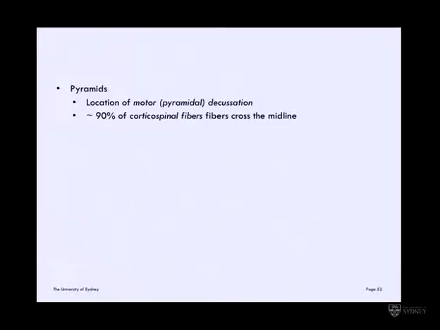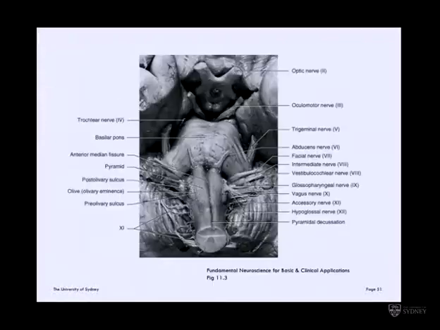Approximately 90% of the axons traveling down, so these are the motor axons, cross over onto the opposite side at the level of the pyramids. At this level referred to as the decussation. Decussation means crossing over, right? So at the pyramidal decussation, around 90 to 95% of the fibers traveling down on this side will cross over and innervate the opposite side of the body.